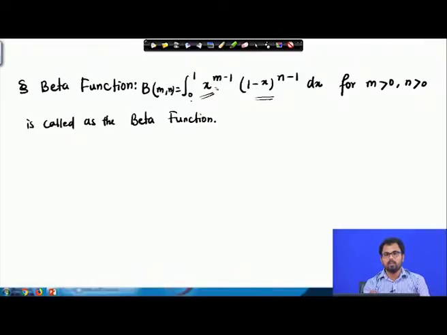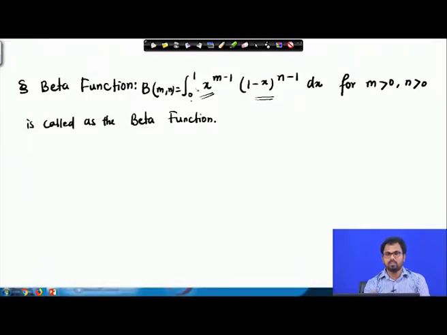So, for both m and n less than 1, at the points x equals 0 and x equals 1, we have points of infinite discontinuity. So, beta m n is an improper integral. Now, in order to show its convergence, we will follow the steps we did in the case of the gamma function, and we will be able to show that this beta function is convergent.